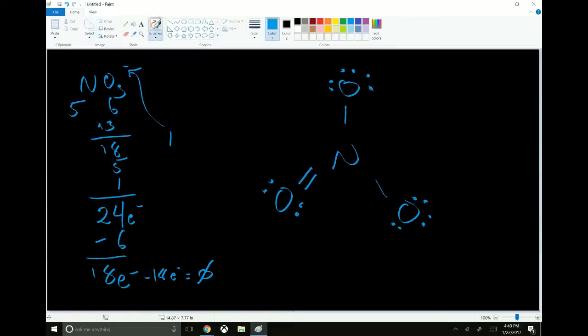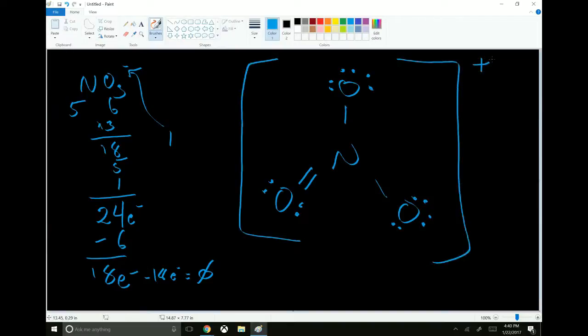But we're not quite done. This is a polyatomic ion, so we add brackets, and we have, not plus, minus. We have our finished Lewis structure for a polyatomic ion. And once again, we could have chosen any of these. These oxygens are all exactly the same, so the double bond could have been up top or down to the right, just as easily.